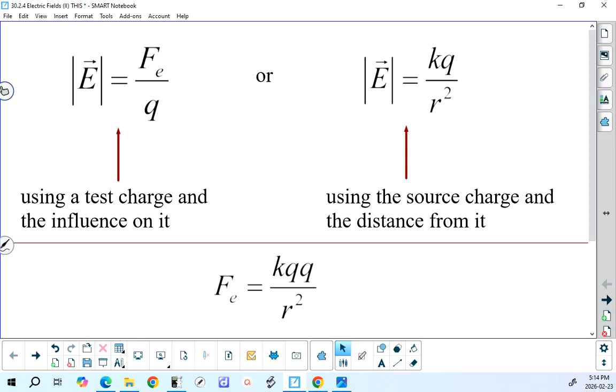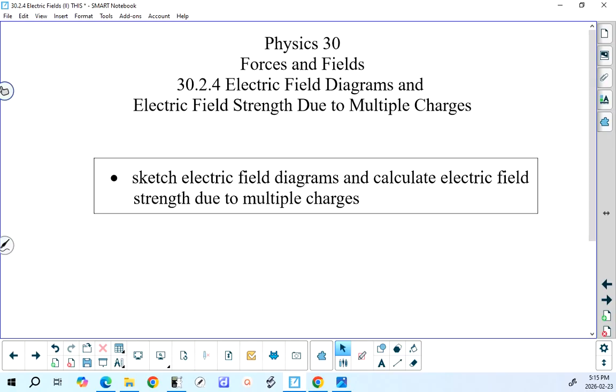And I don't want to get bogged down in this, but if you take those two electric field strength expressions at the top of the screen and set them equal to each other, all you're going to end up with is a rearranged statement of Coulomb's law, which is at the bottom of the screen. And that, again, is something we talked about yesterday. So let's get started with today's lesson.